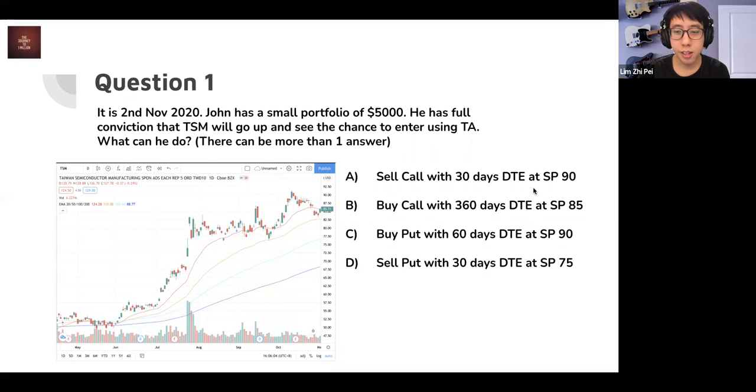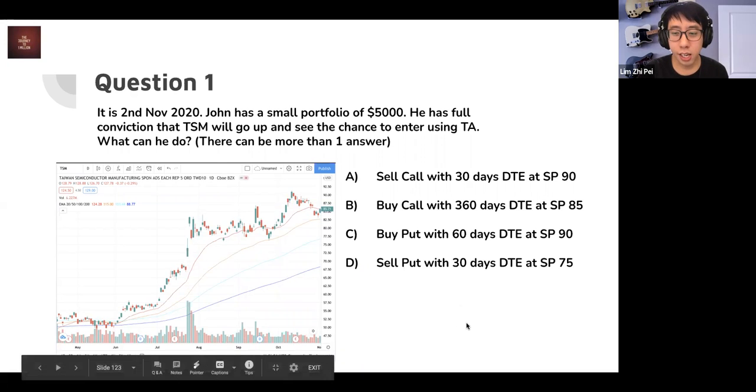Okay, B and D. Oh, Joe: buy call 85, sell put 75. Yeah, 75 is a good place to sell put because it's below the horizontal support. And buying a call at 85 is also a good entry point.